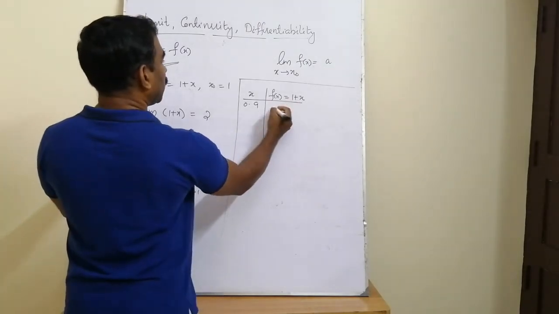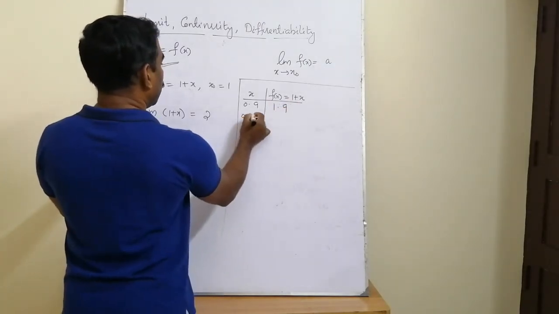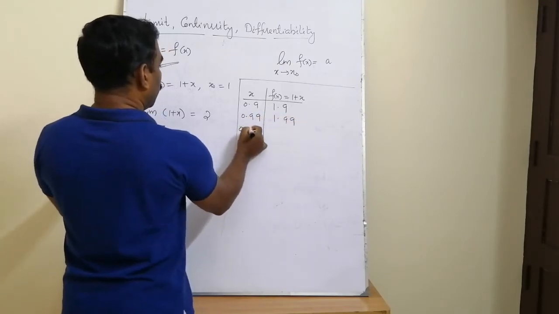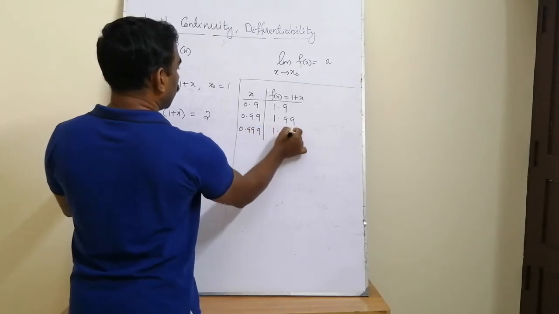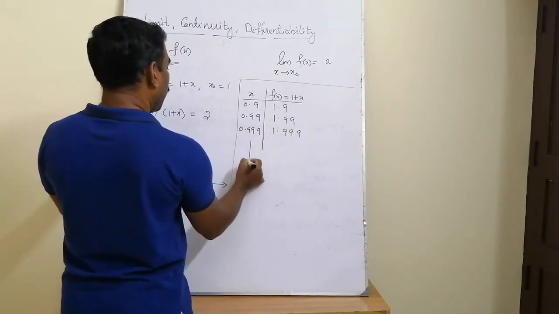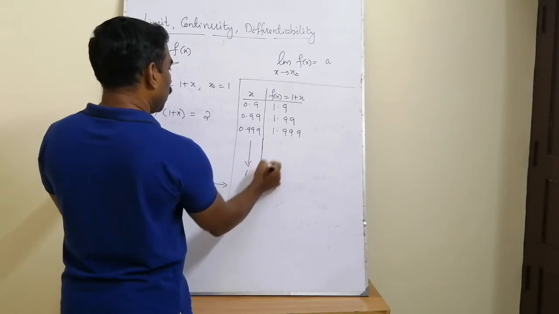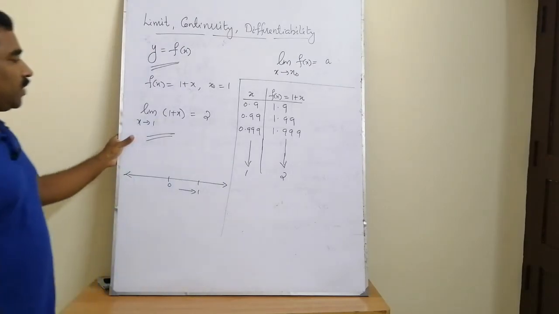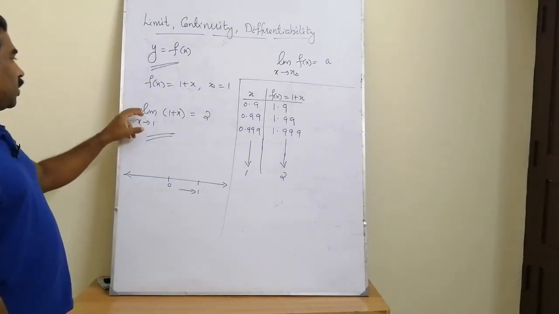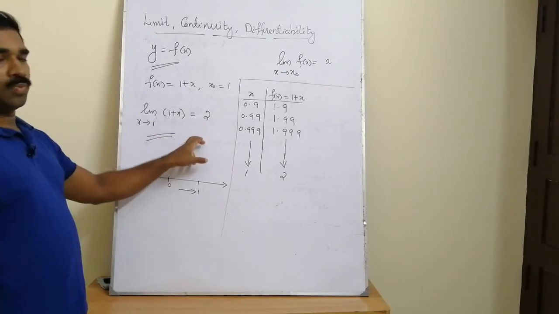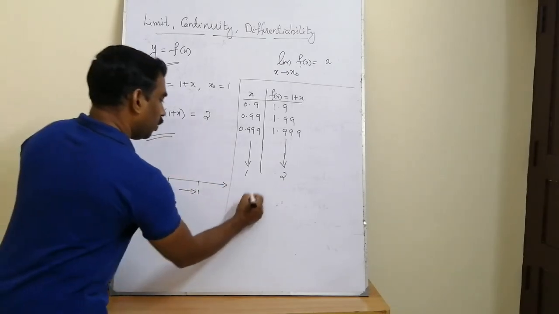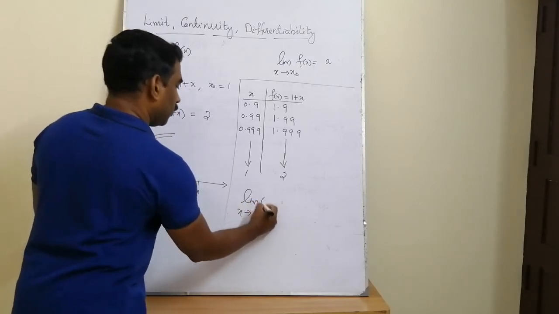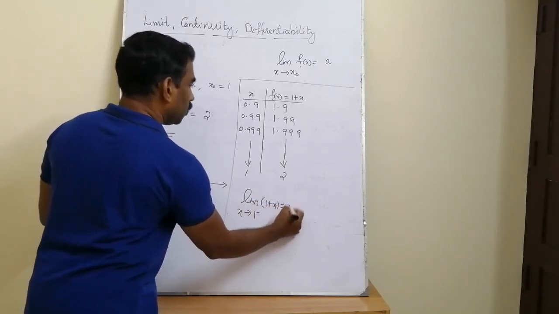Then we get the output 1 plus x, that is 1.9. Then increasing this value, 0.99 gives 1.99, 0.999 gives 1.999, and so on. Finally this process goes to 1 and the output approaches the answer 2. Then we say that the limit of this function from the left side of x equal to 1 is 2, or in notation we say that the limit as x tends to 1 minus of f(x), or 1 plus x, is equal to 2.